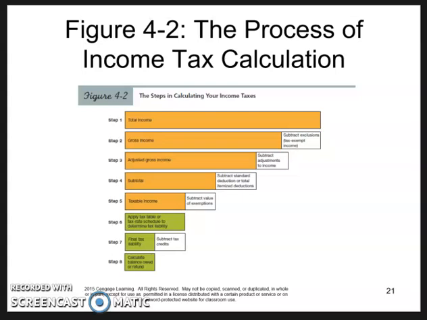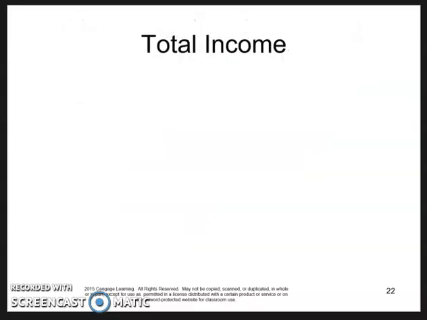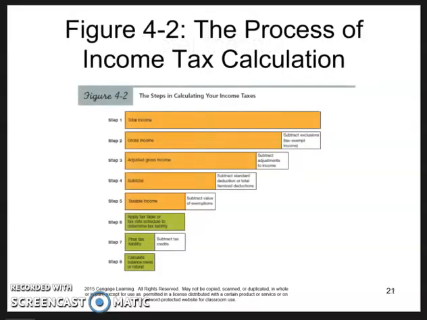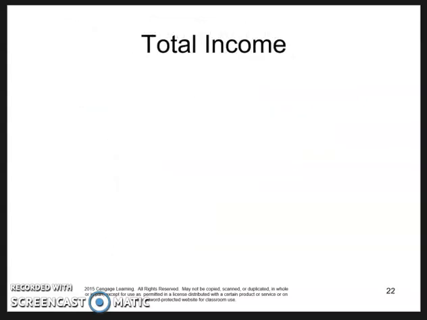Figure 4.2 goes through the steps in the process of calculating your income taxes. The one step that has been eliminated is exemptions, so this would go away. But effectively, there are seven steps. Your taxable income is determined after step four. Next would be total income.